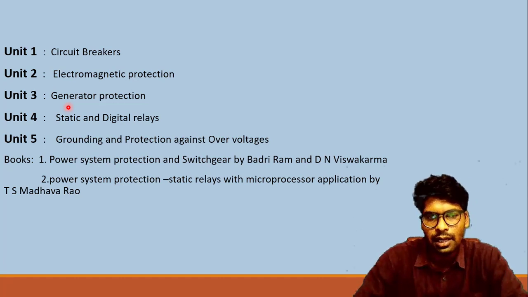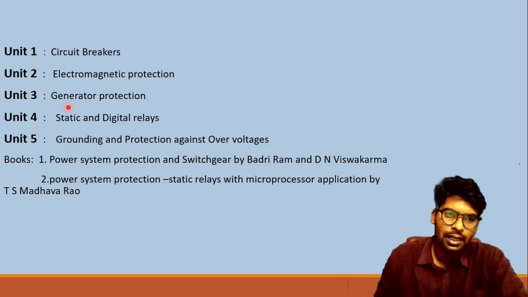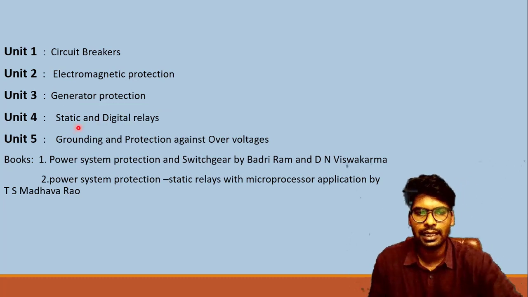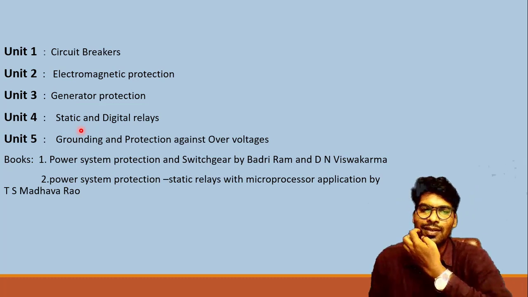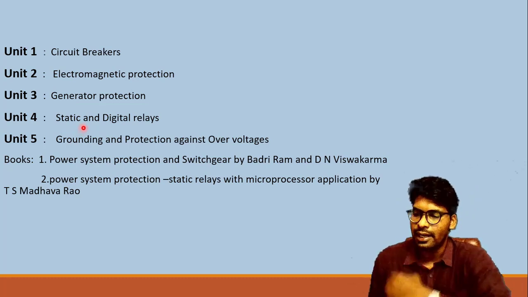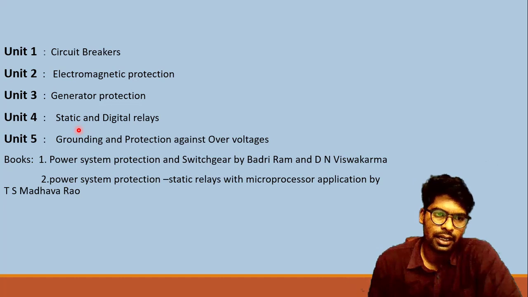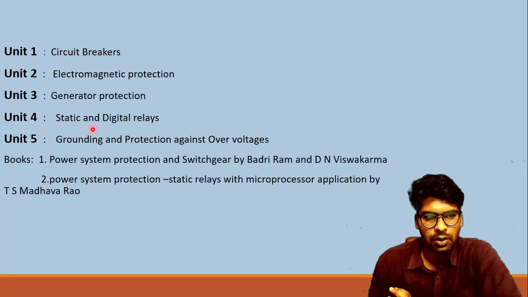The fourth unit consists of static and digital relays. Static means we'll have static distance relays and overcurrent relays. Digital relays means we'll use a microprocessor. We'll deal with this much improved, advanced thing in numerical relays.